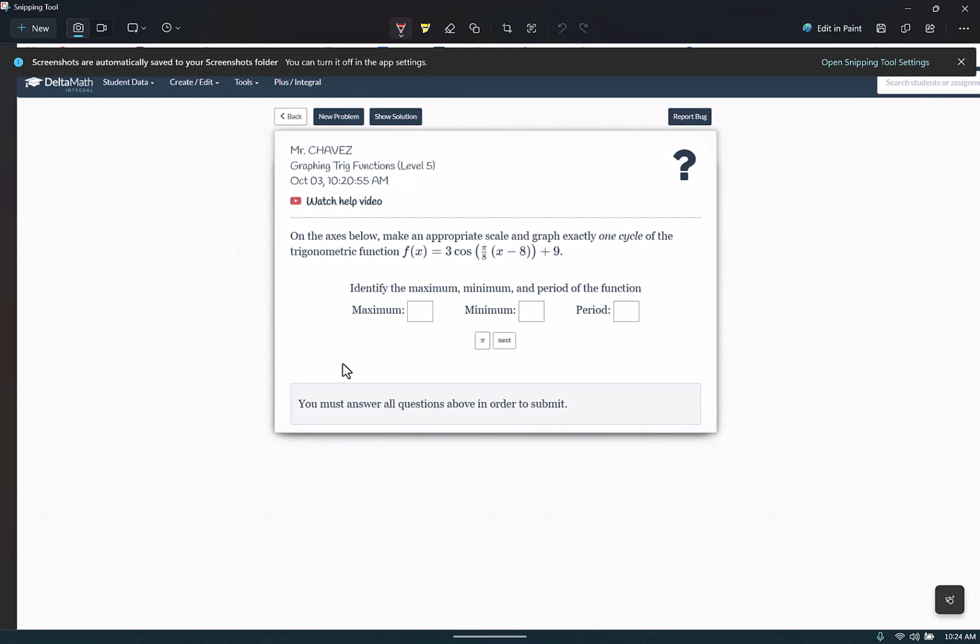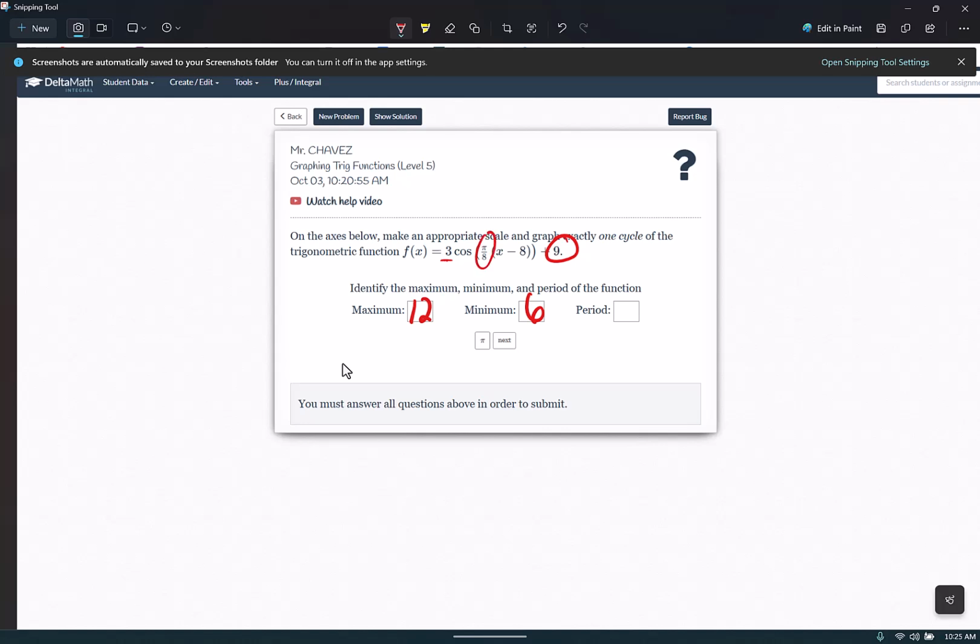So how do I find the maximum? You start at the midline. Where's my midline? My midline is 9. And I'm going to go up whatever you have here, whether it's a positive or a negative in the front. We don't care about that. Just take the absolute value. So from 9, I'm going to go up 3. What's 9 plus 3? That's the max. And then from 9, I'm going to go down 3. What's 9 minus 3? That's the min. Cool or not cool?